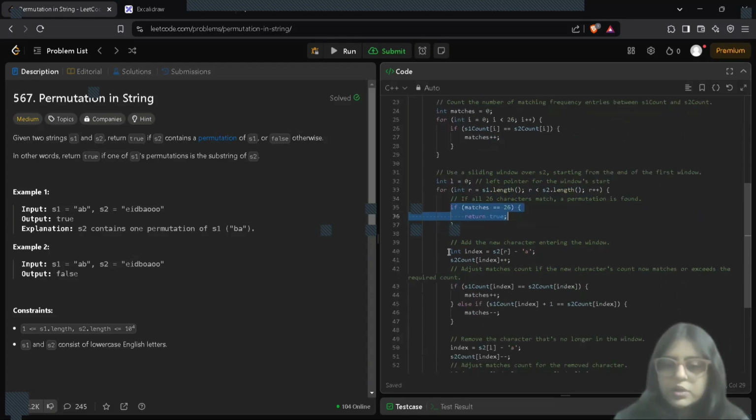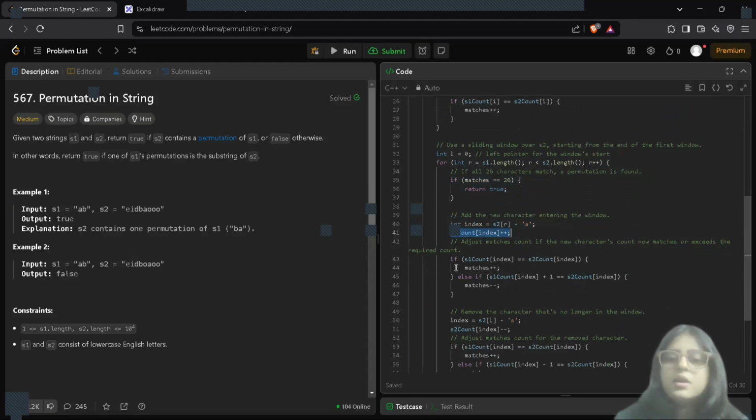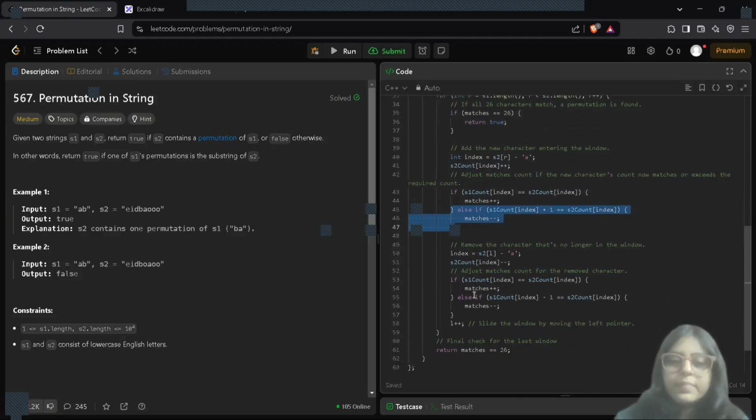For sliding the window, we are adding a new character first. The index is calculated using the rth character of S2 minus A, the index of the new character being added. Once found, its frequency gets updated. Then we check if the frequencies are the same. If they are the same, then the matches increases. If we have increased the count which was initially matching, then we decrease the matches. This way we keep the matches in equilibrium.